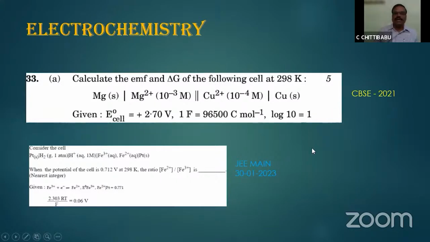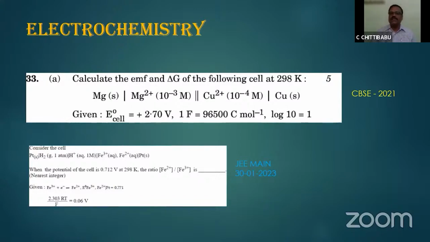And moreover, I was astonished by looking at the CBSE question paper, sir, even for the state syllabus students. Today only, I went through the CBSE paper, because ours is the state board. I was wondering by looking at the CBSE question paper.